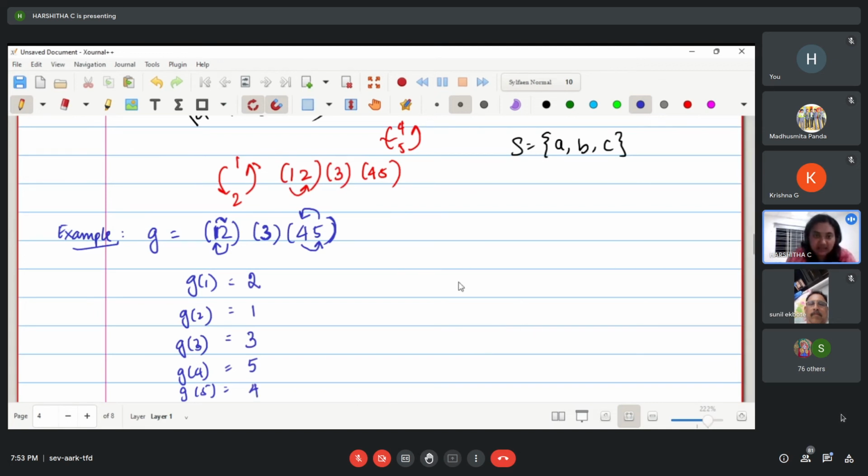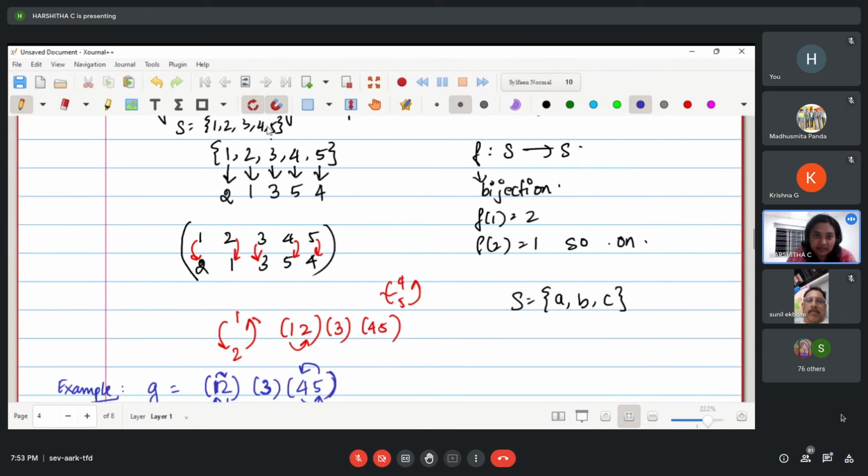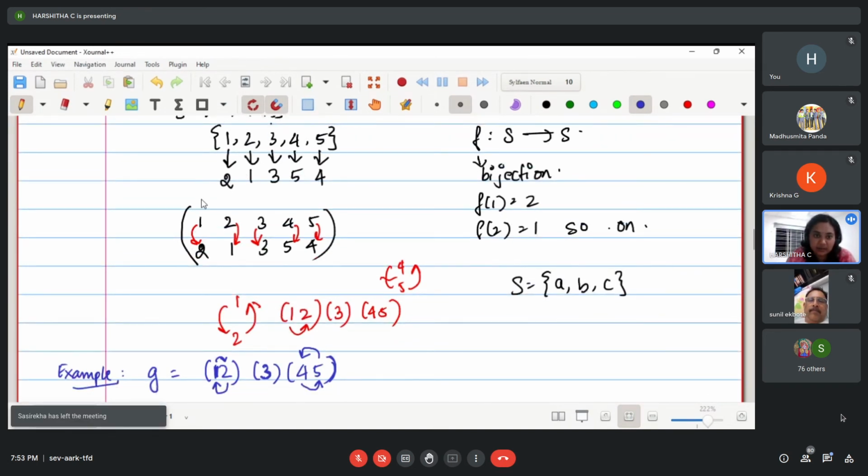Is this clear? How we move from a function to the cycle notation and back to writing it as two rows? Yes, ma'am.